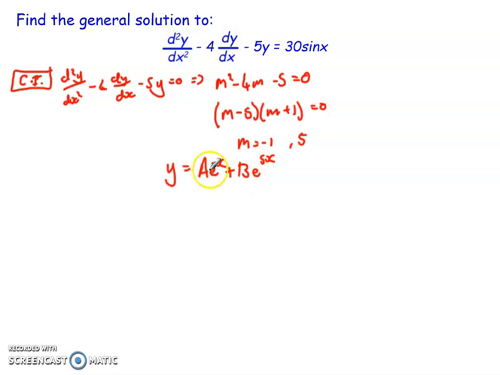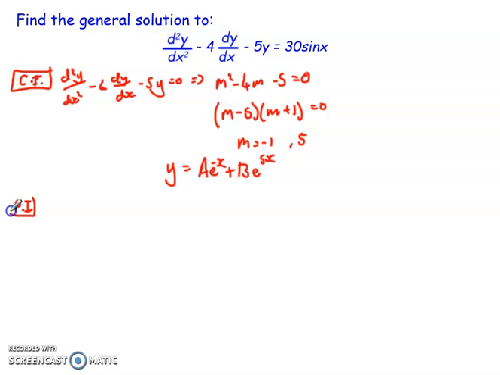Now again, remember, it doesn't matter which way around we put the exponential functions. I could have a e to the 5x, b e to the minus x. A and b are just arbitrary. It doesn't matter which way we write them. Then we want our particular integral.